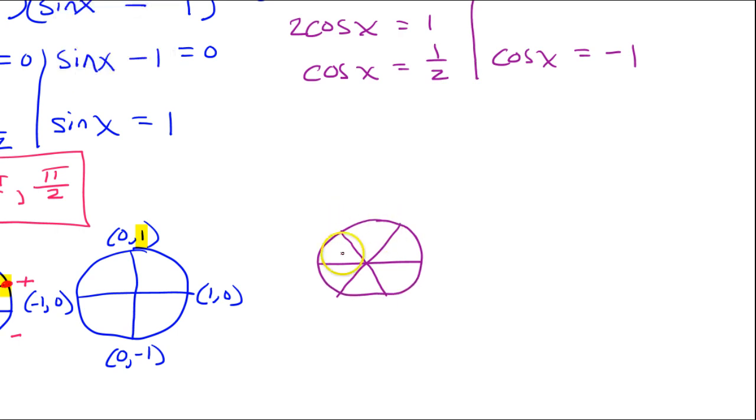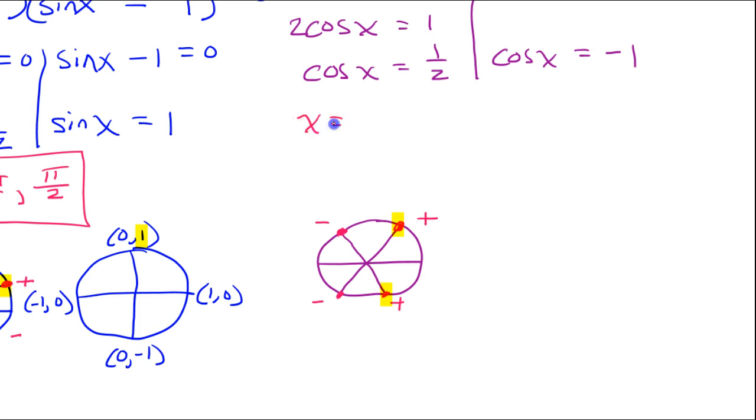Okay, all of them have a cosine of 1/2 except these two angles are going to give us positive 1/2 and these two angles would give us negative 1/2. Cosine is the x value on the unit circle. X values are positive on the right, negative on the left. In this case, we want positive 1/2, so these two angles will be the solutions.